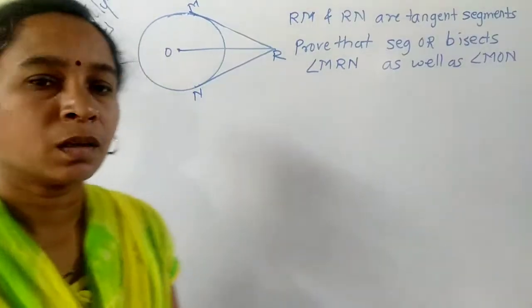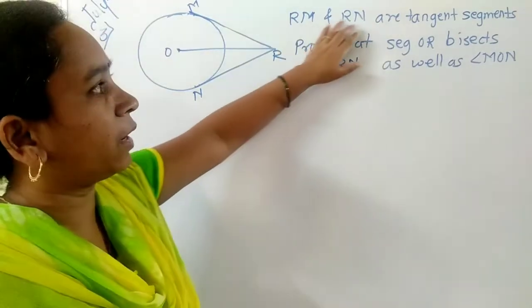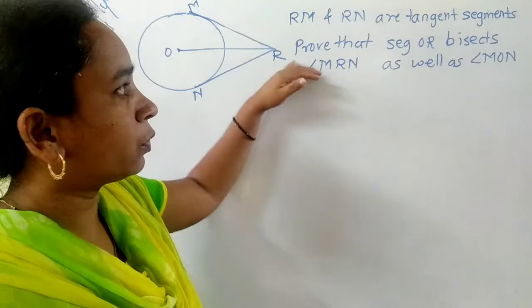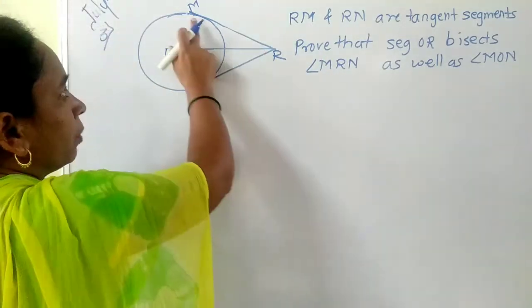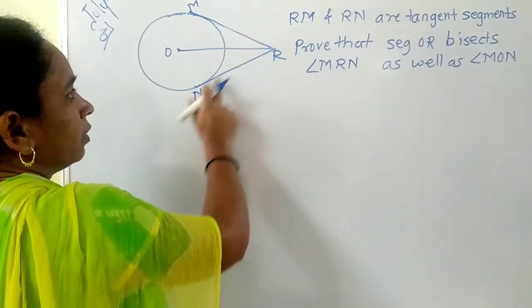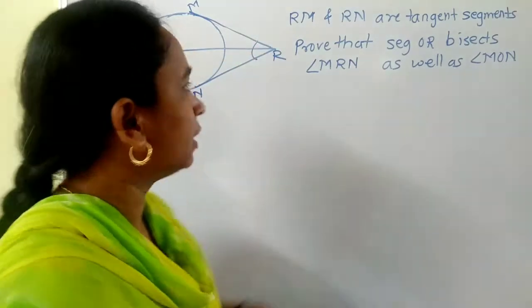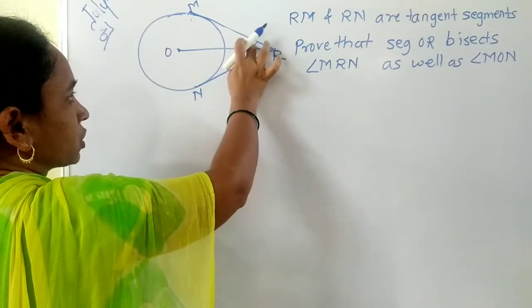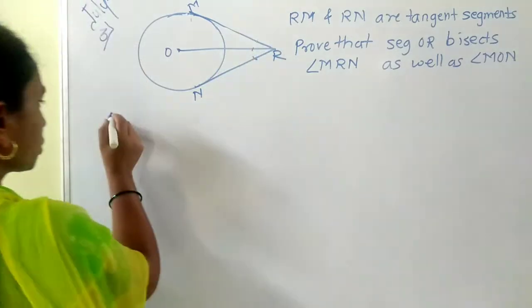Third example. In this third example, they have said that RM and RN are the two tangent segments. So of course they are congruent. Prove that segment OR bisects the angle MRN, this angle they bisect it, as well as angle MON. So here we should have the construction because MON angles are not given. So we'll have the construction first.